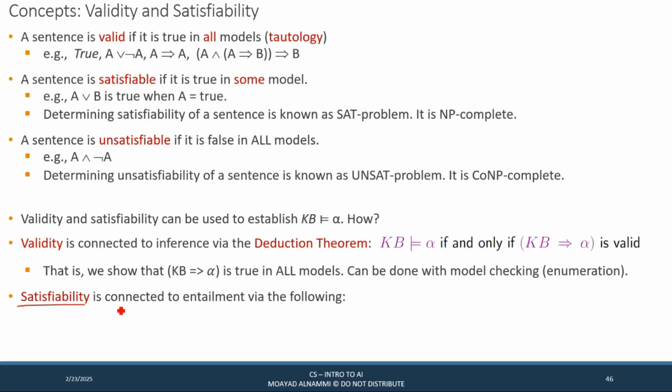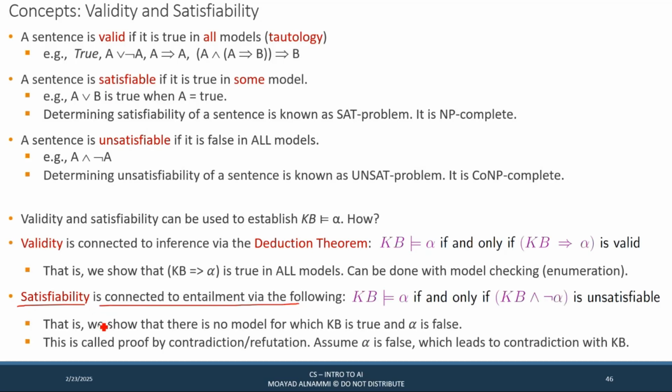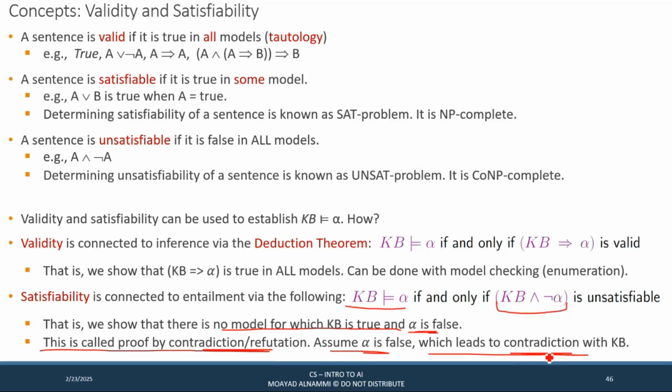What about satisfiability? Satisfiability is connected to entailment via the following. KB entails alpha if and only if KB and not alpha is unsatisfiable. So that means we can answer the question of KB entails alpha if we find that KB and not alpha is unsatisfiable. That is, we show that there is no model for which KB is true and alpha is false. This is called proof by contradiction or refutation. We assume that alpha is false, which leads to a contradiction with the KB. Okay, so we'll show two ways. One is a direct proof, and another way is a proof by contradiction.